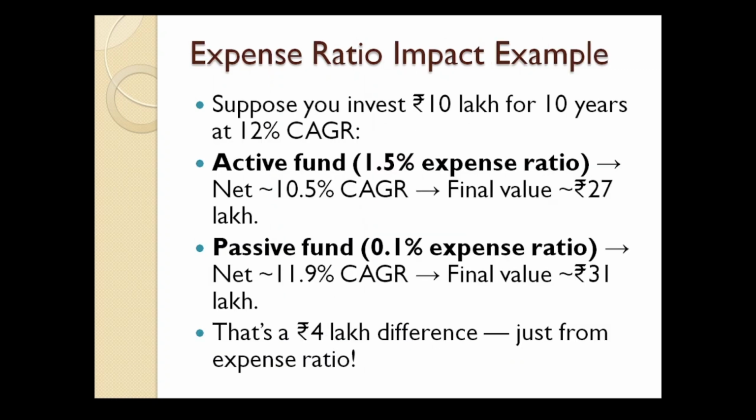For example, suppose you invest 10 lakh rupees for 10 years at 12% CAGR. Active fund, 1.5% expense ratio. Net approximately 10.5% CAGR, final value approximately 27 lakh. Passive fund, 0.1% expense ratio. Net approximately 11.9% CAGR, final value approximately 31 lakh. That's a 4 lakh rupees difference, just from the expense ratio.